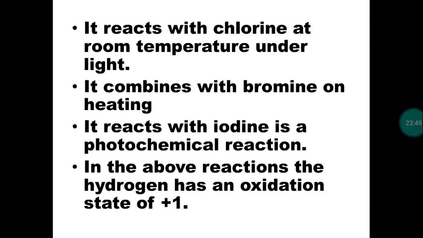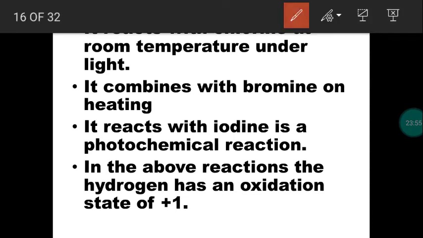So chlorine combines with the hydrogen in the presence of sunlight at room temperature. But what about bromine? All these are one-mark questions. When bromine combines with the hydrogen, it produces hydrogen bromide. The reaction will take place only on heating. So if you are not heating, hydrogen bromide will not be formed.